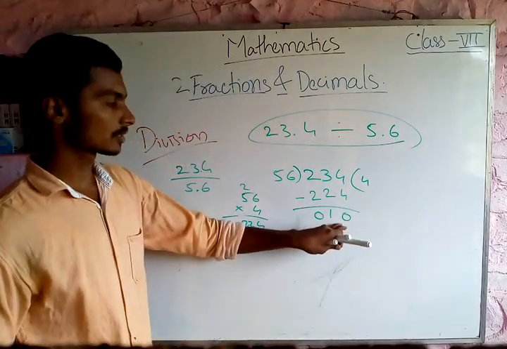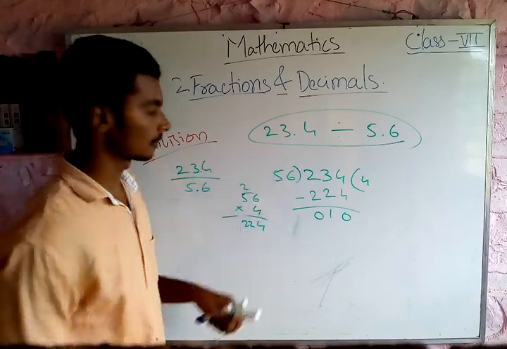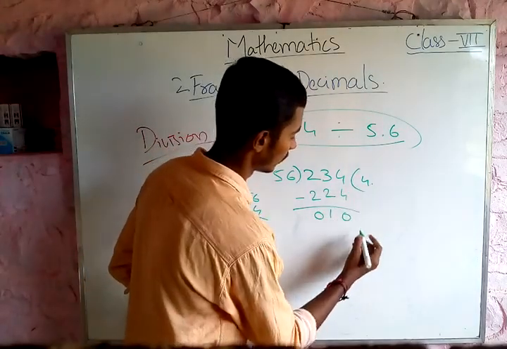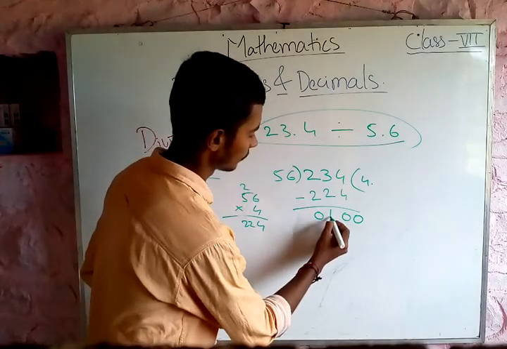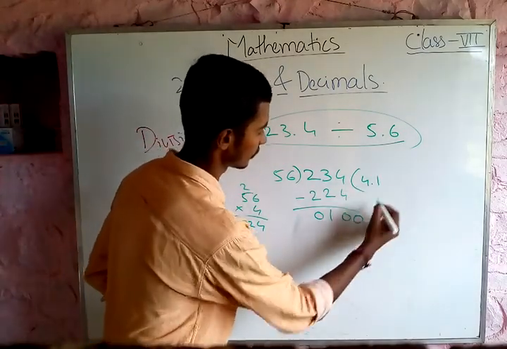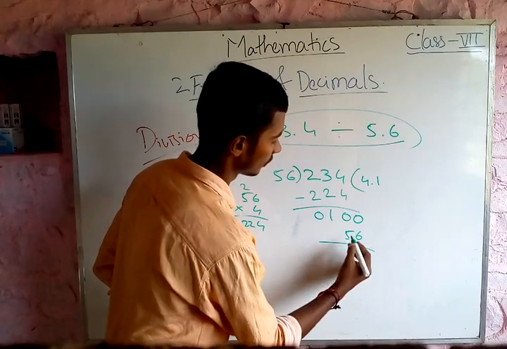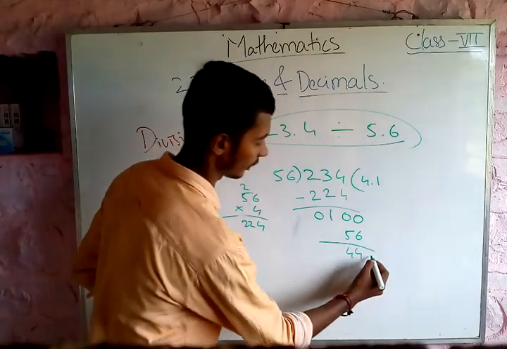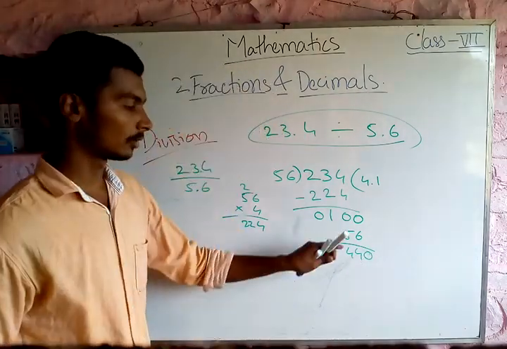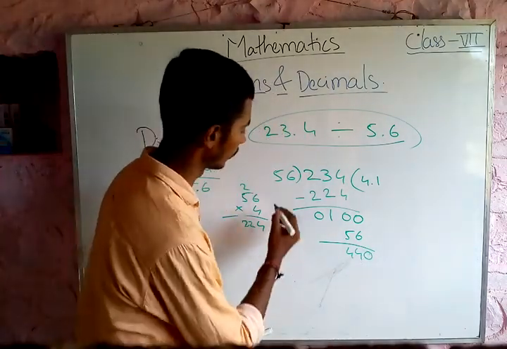Now see here, this 10 cannot be divided by 56, so put a point here and 0. Now see, 56 ones are 56, remainder is 44. This 44 is less than this, so again 1 0, and we can do it further. Okay, let's try to do it.